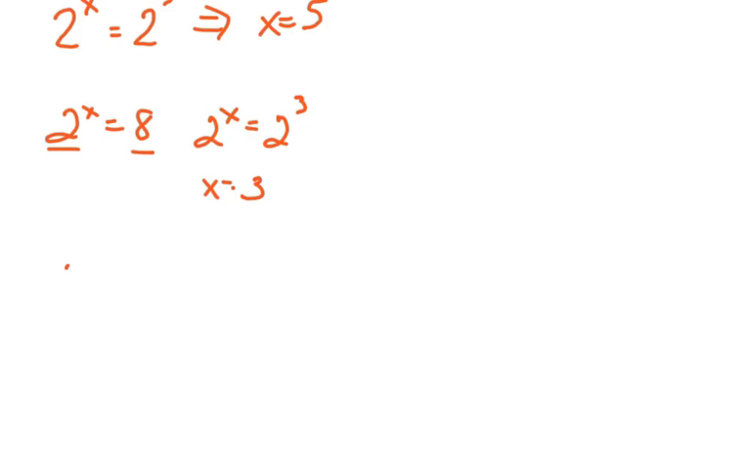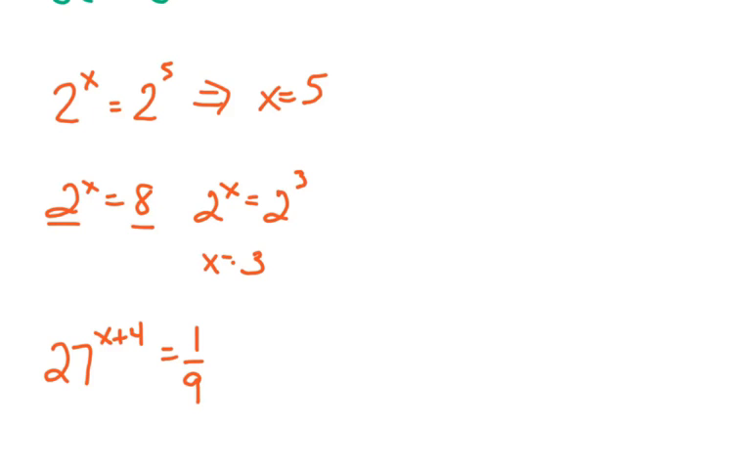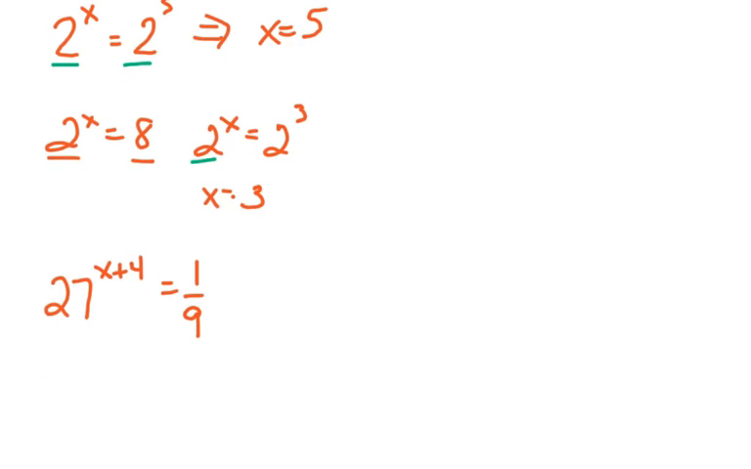Let's see. How about, let's do this. 27 to the x plus 4 equals 1/9. Now, the first problem, we had the common base of 2. The second problem, we made the common base of 2. In this third problem, we've got to work on both sides. And so for both sides, we've got to think about a base of 3.